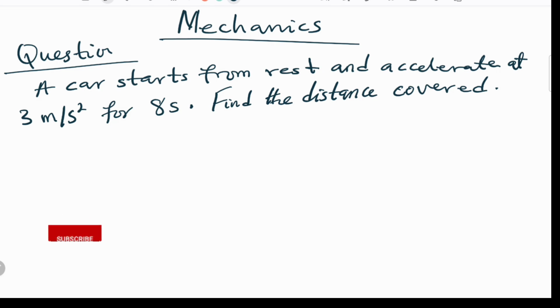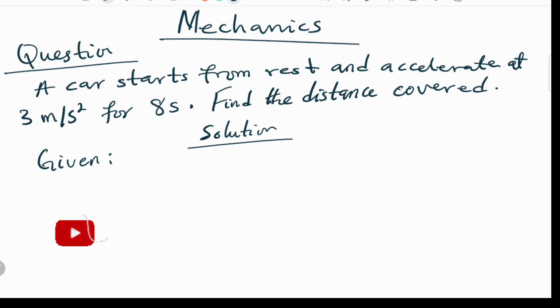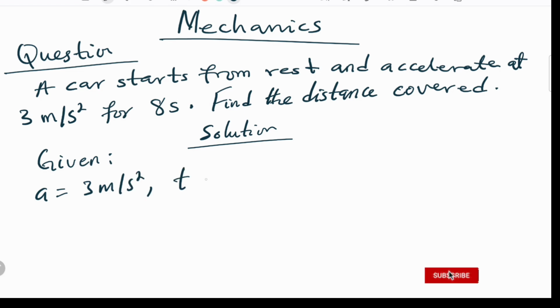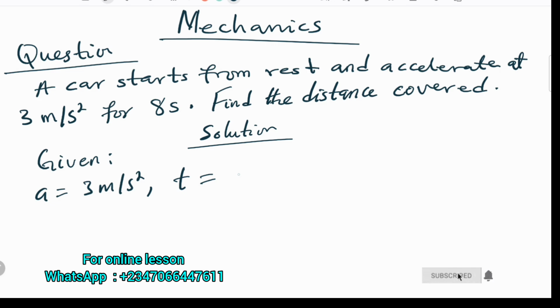So uniform acceleration means when a body starts from rest. All right, understand? So first of all, we need to bring out what is given to us here. Let us list the parameters given. What is given to you? The first one here, we are given that acceleration a is equal to 3 meters per second squared. Now we're also given time equal to 8 seconds.